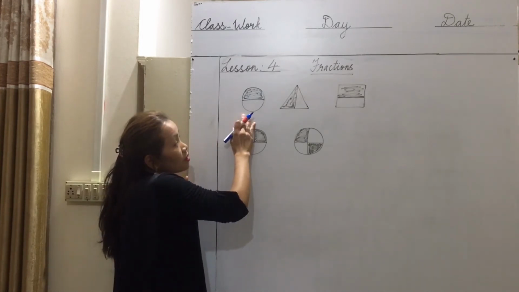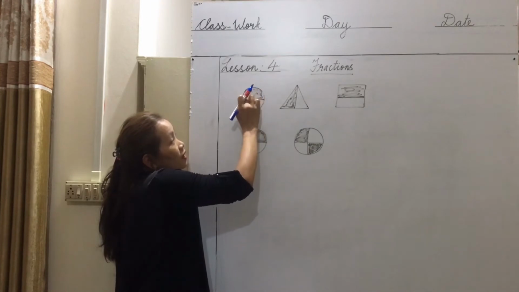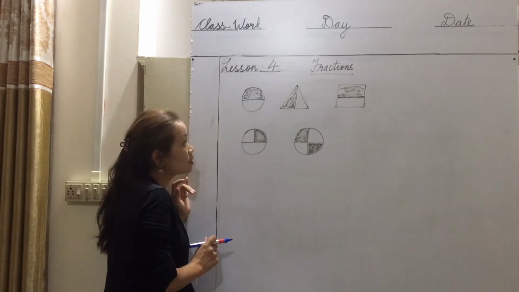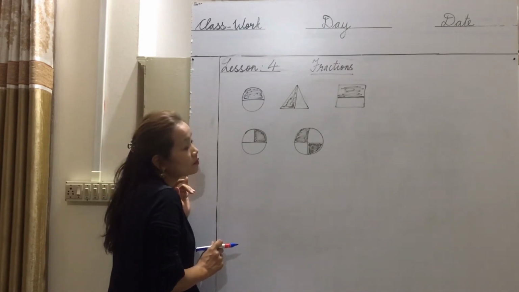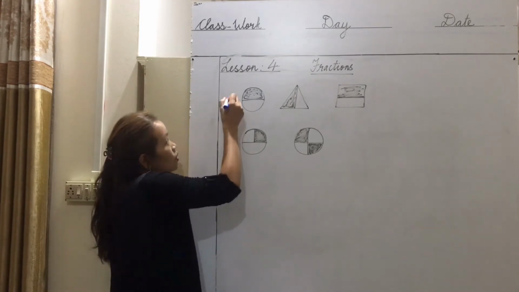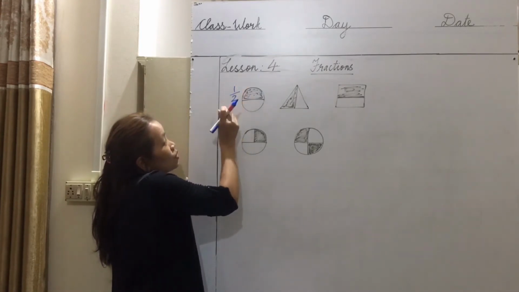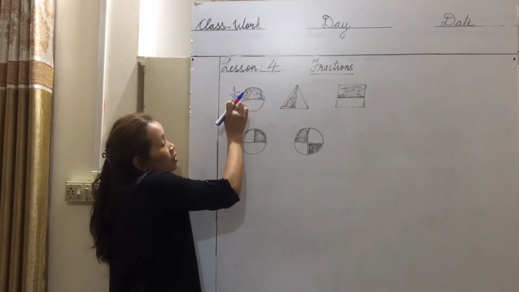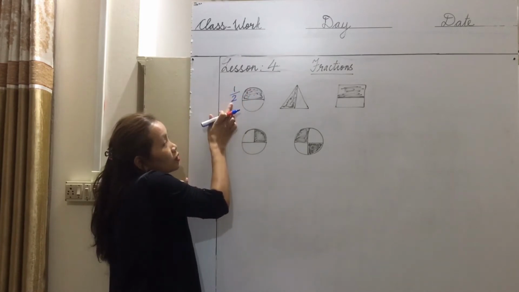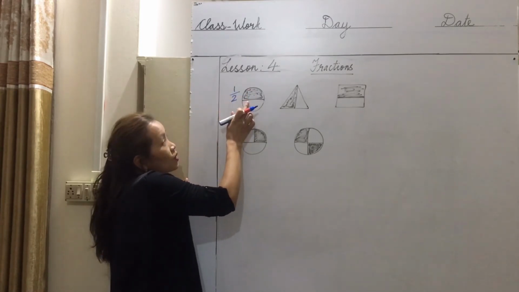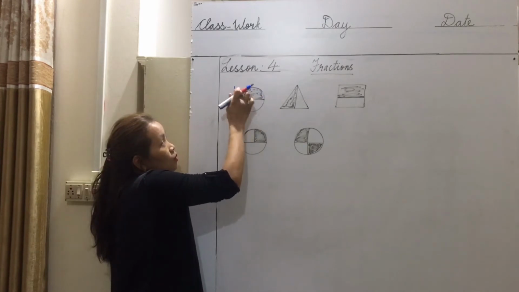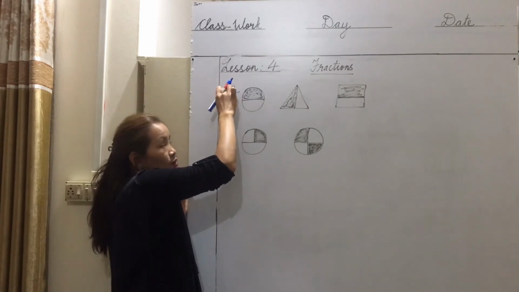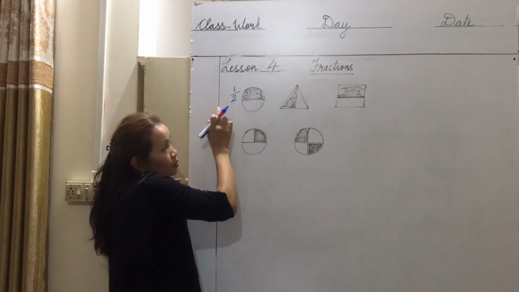If we want to represent this in number, the shaded fraction is one half. We write the fraction as 1 by 2, one part out of 2. The whole is divided into two parts, and we are representing the shaded portion as one part here. Out of 2, one part is being shaded, so we represent using 1 by 2, right?